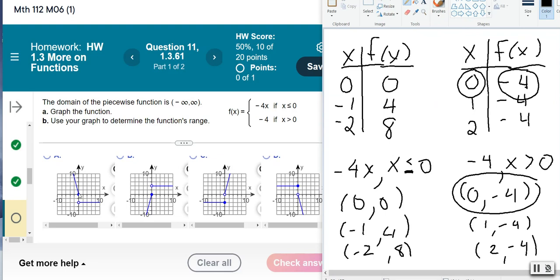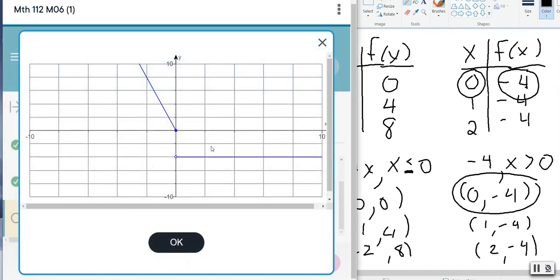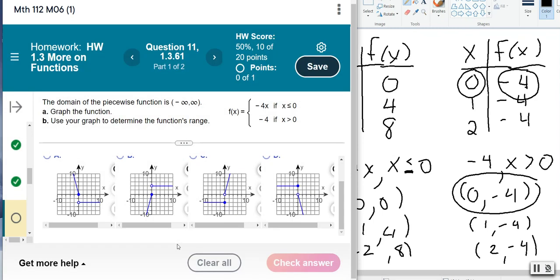The first one, yes, it has (0, 0). (-1, 4), that makes sense. (-2, 8), that makes sense. Then the other piece, (0, -4) with an open circle. Let's make this bigger. 0 with a negative 4 and an open circle. (1, -4), (2, -4). It looks as though A is going to be my answer.